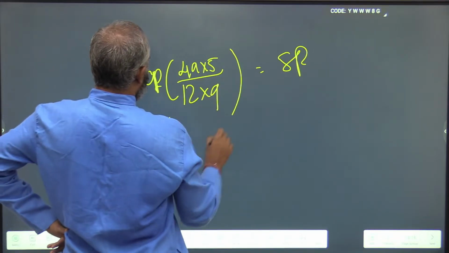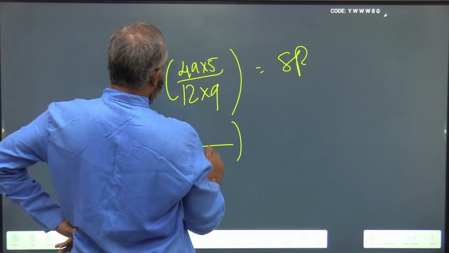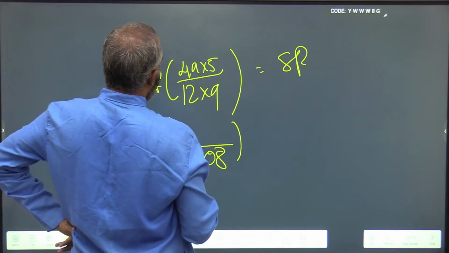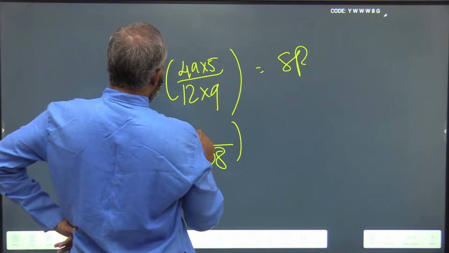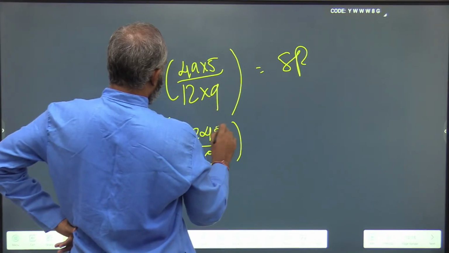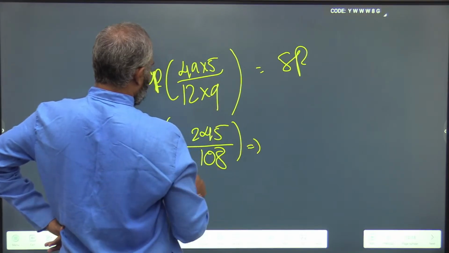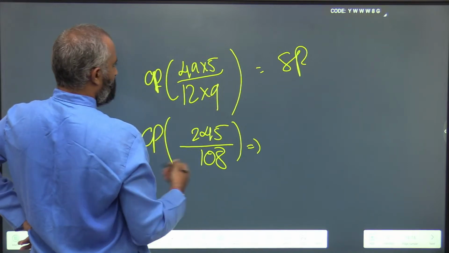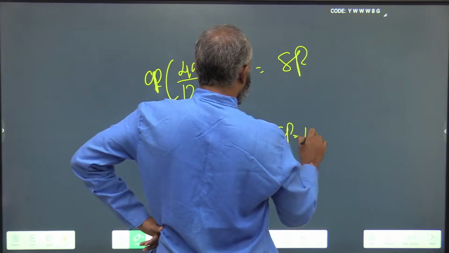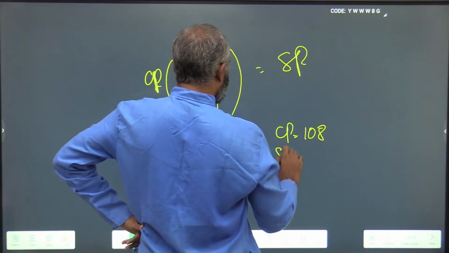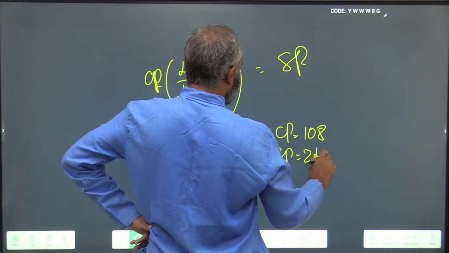So this becomes 12 nines are... 49 5s are 245. Okay, this is equals to SP. So CP is 108 and your SP is 245.